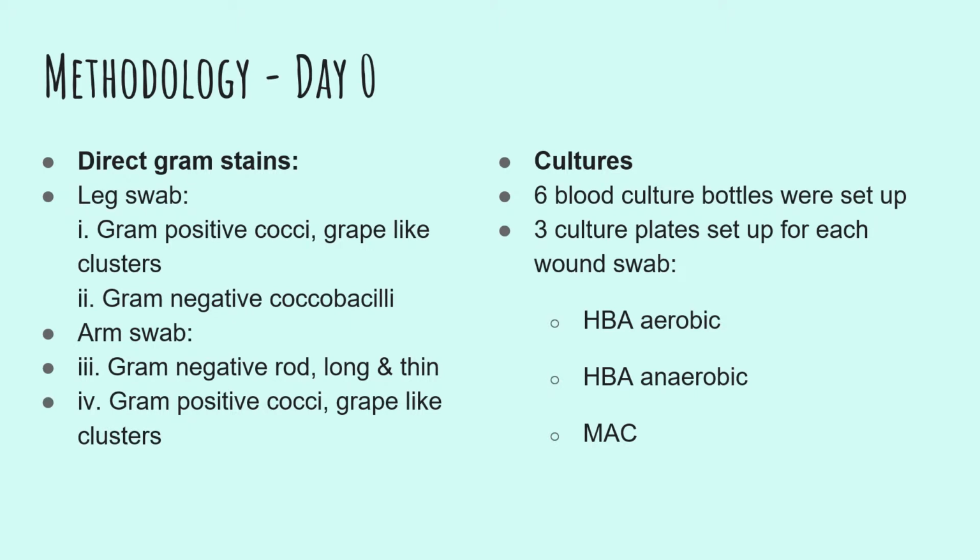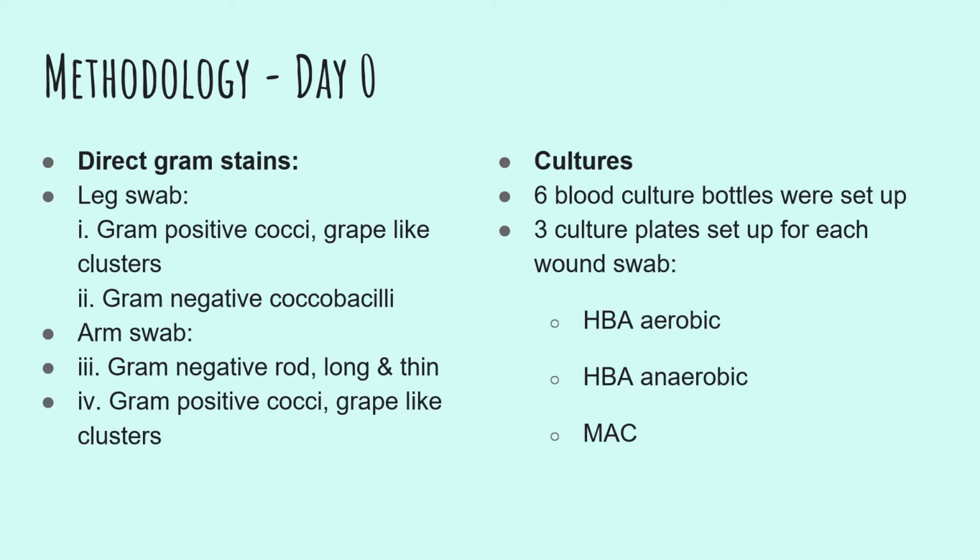Now let's walk through the workflow in the lab from receiving patient samples to final identification. On day 0, direct gram stains were performed on the wound swabs taken from the patient's arm and leg. The leg swab revealed 2 organisms: 1, a gram-positive cocci in grape-like clusters, and 2, a gram-negative coccobacillus. The arm swab also revealed 2 organisms: organism 3, a long, thin gram-negative rod, and 4, a gram-positive cocci in grape-like clusters. 6 blood culture bottles were set up to test for bacteremia.